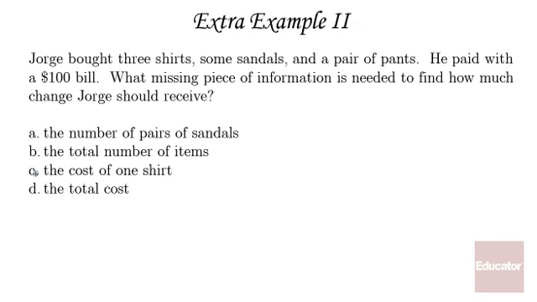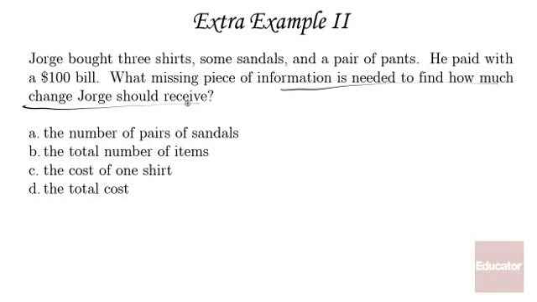But if it's only saying that we are missing one piece of information needed to find how much change George should receive, let's look through our answers and see if there's just one piece of information that would give us the answer. The number of pairs of sandals. Well, it's true. I don't know how many sandals he bought. It just says some sandals. And I also don't even know how much they cost. So it seems that for that answer, I would have to know multiple pieces of information. So I don't think that's going to be my answer. But I'm going to leave it because it's possible.